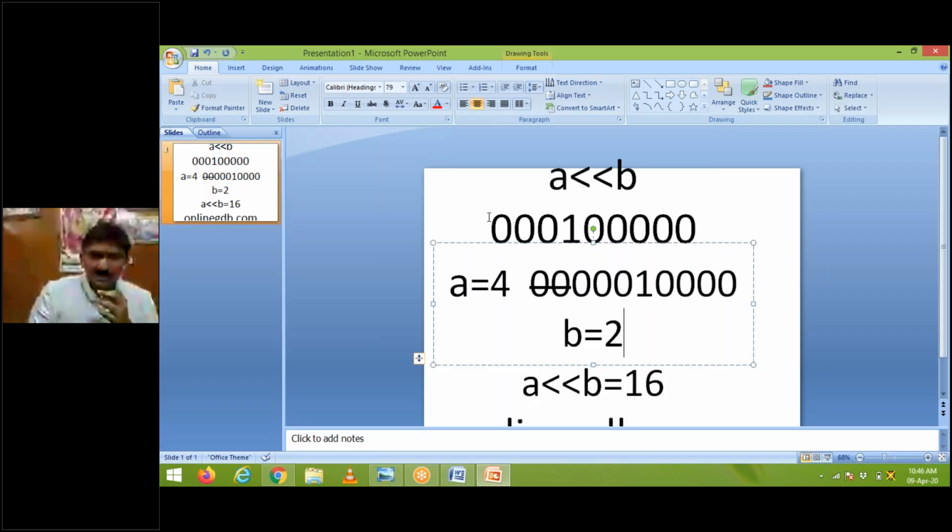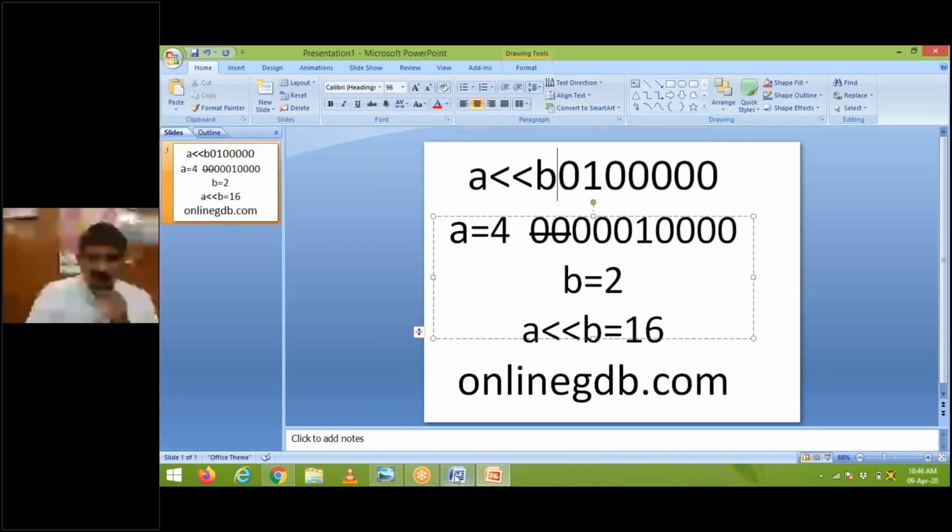And sir, in some cases if the first 2 digits are 11, shall we add 1s at the end? No, it is wrong. Whether you cross 1s on the left side, you have to add zeros only on the right side. You should remember. We'll see the notes once.